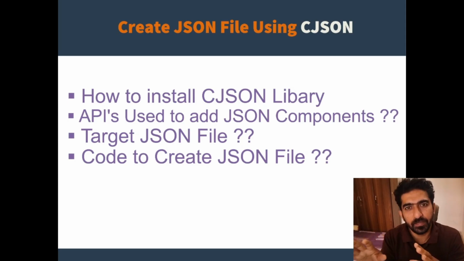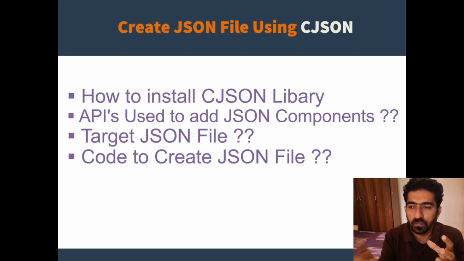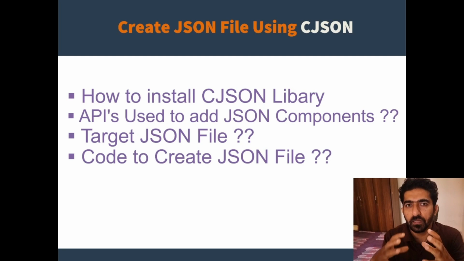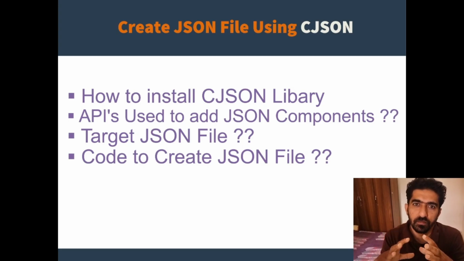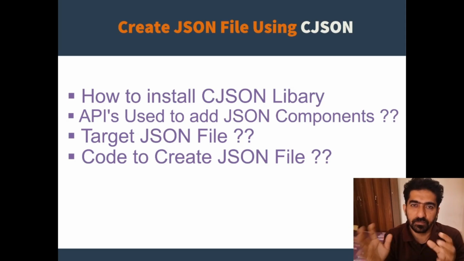So first of all, we'll try to install that JSON library in Ubuntu. We will take Ubuntu 20 as reference. We'll discuss what all APIs we will be using to create that JSON data file, and we'll discuss the JSON data which we will be creating from that C code. And in the last, we'll discuss all the APIs related to that library and make a complete set of code that will help you create a JSON data file for your projects. Okay, so let's start with that.